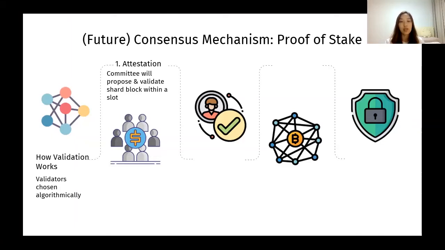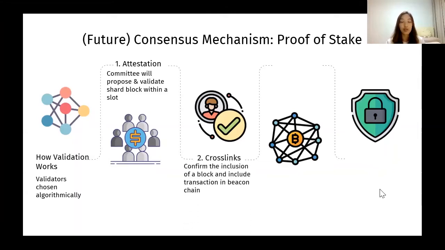So the committee will have a time frame in which to propose and then validate a shard block, and this is known as a slot. So only one valid block is created per slot, and there are 32 slots in an epoch. So after each epoch, the committee is disbanded and then reformed with different and random participants. So this is something that helps to keep the shards safe from committees of bad actors.